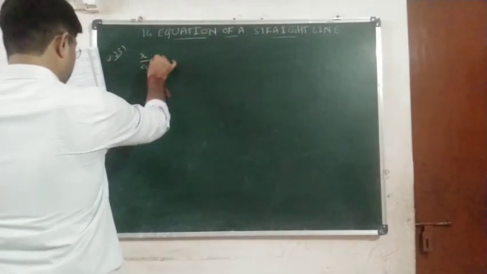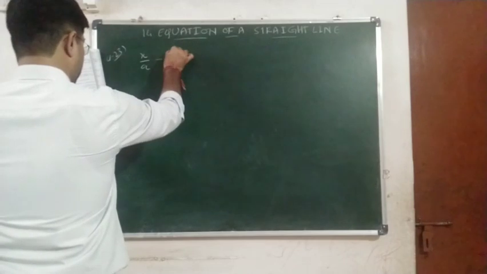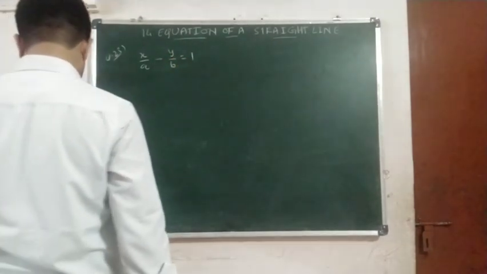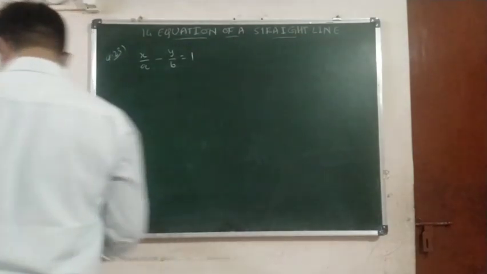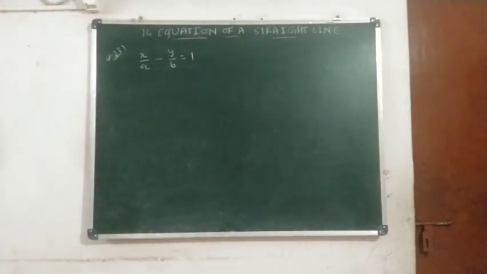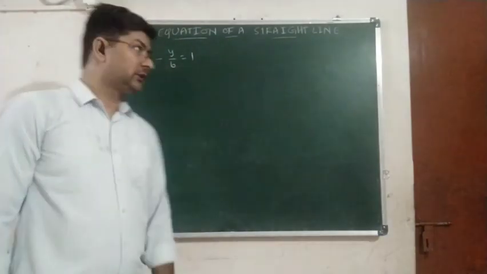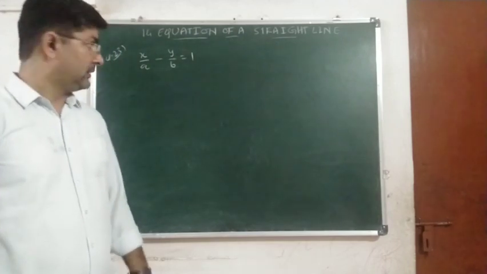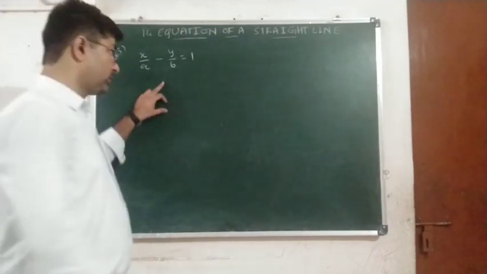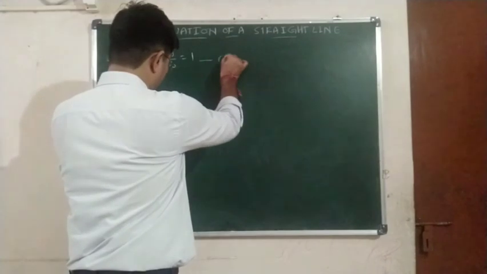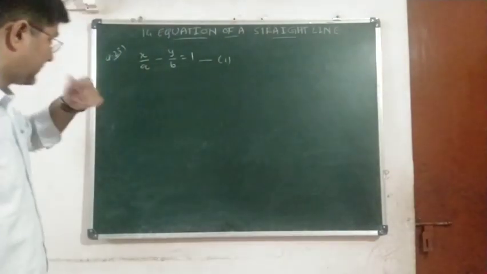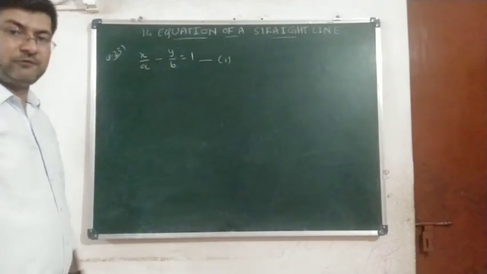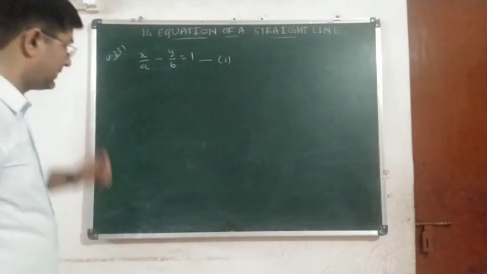We are given the equation of a line x upon a plus y upon b is equal to 1. So we have to find the equation of the line which is perpendicular to the given line. So obviously the required line is perpendicular to line 1. So what we will do, we will find out the slope of the given line, and then we will take its negative reciprocal, so that we will get the slope of the required line.